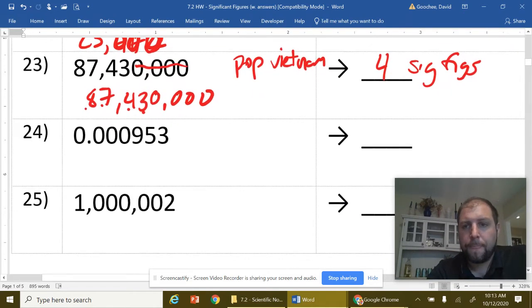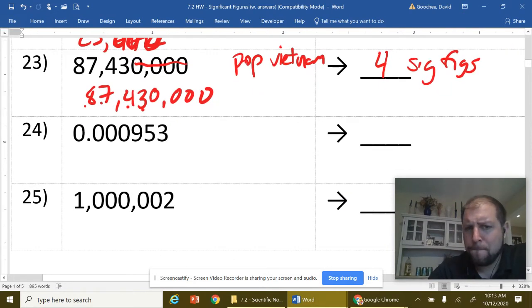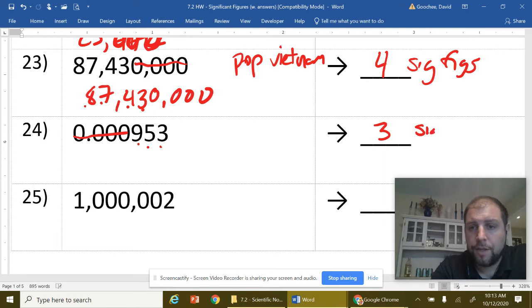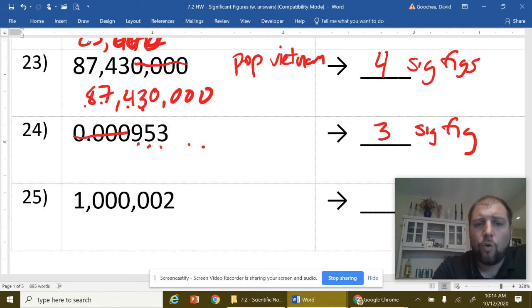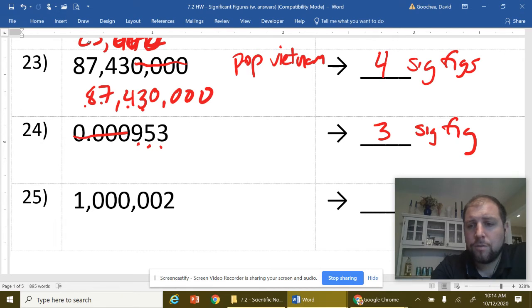Now let's take a look at number 24. All right, 24 is a small number, and so we ignore all of the zeros at the beginning. So let's ignore all these zeros at the beginning, and so this right here would leave us with 3 significant figures. This person measured the 10,000 place, the 100,000 place, and the millions place. They measured those, but they didn't measure the 10 millions. They didn't measure the billions. They didn't measure the 10 billions. We don't know what those are, okay? All we know is the 10,000ths, the 100,000ths, and the millions place. That's all we know. So 3 significant figures, okay?